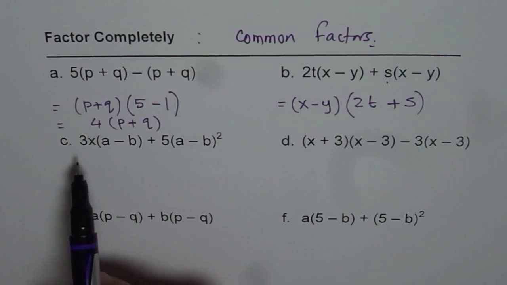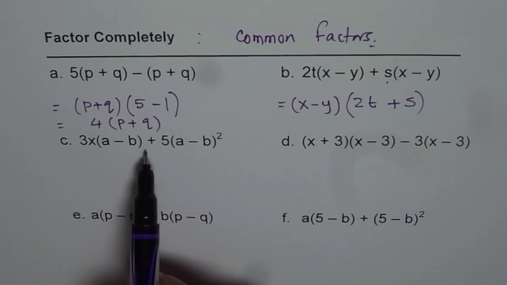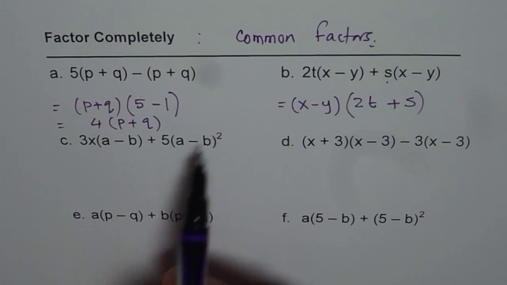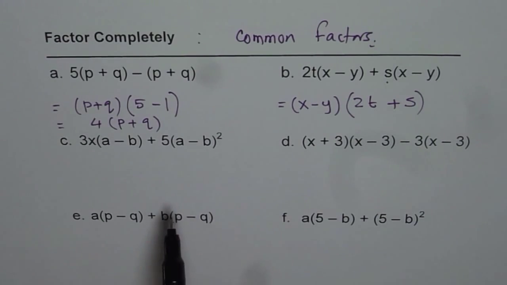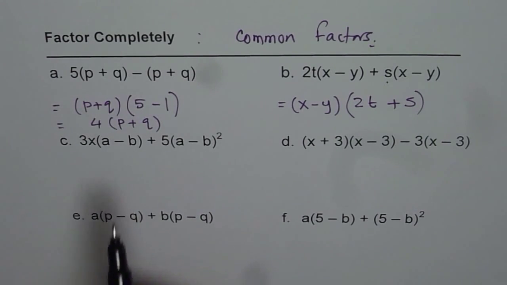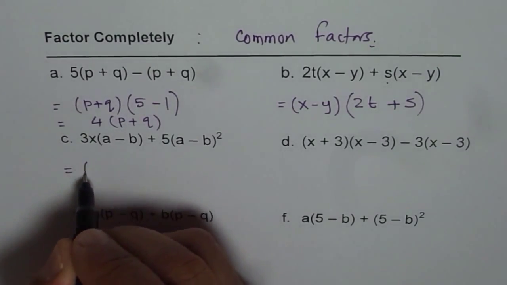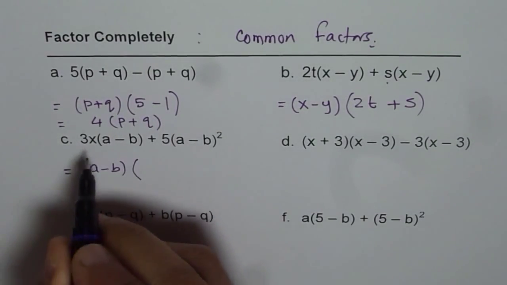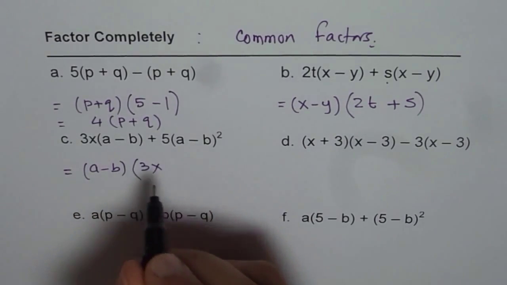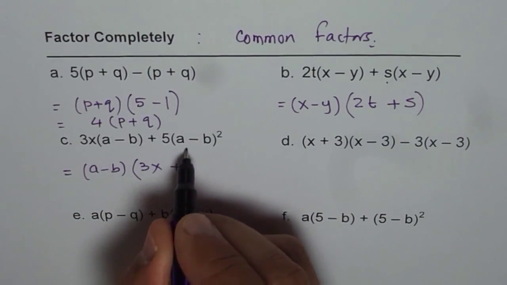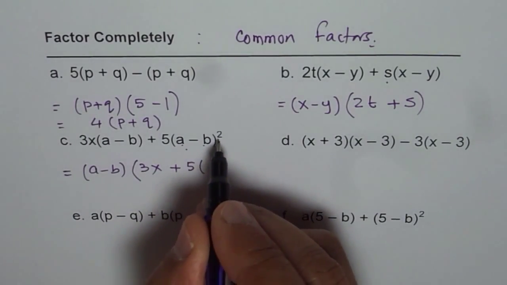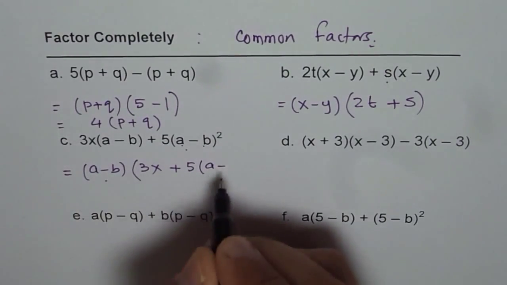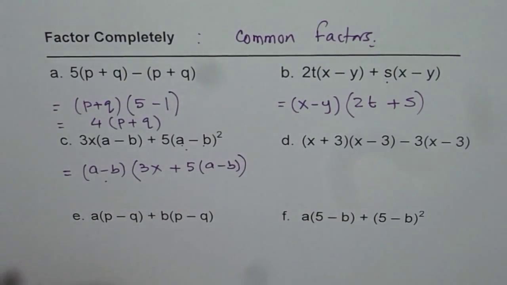Now part C is 3x times (a minus b) plus 5 times (a minus b) whole square. When I say (a minus b) whole square, that means it has 2 terms here, (a minus b) times (a minus b). So we can take (a minus b) as a common factor. So we get what? We get (a minus b) as a common factor. Inside we get 3x from the first term, and what do we get from the second term? It is 5, of course, times (a minus b), since one of them has been factored here, right? Times (a minus b). This is what you get.